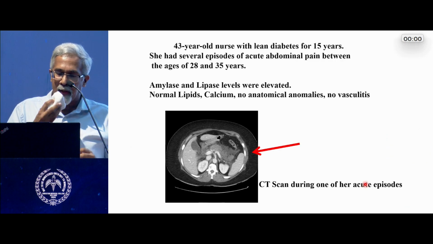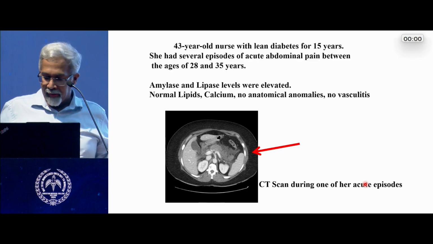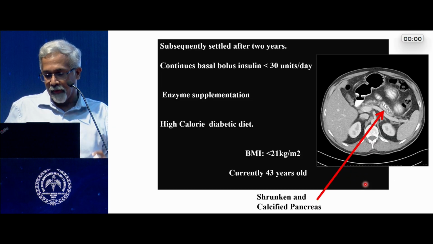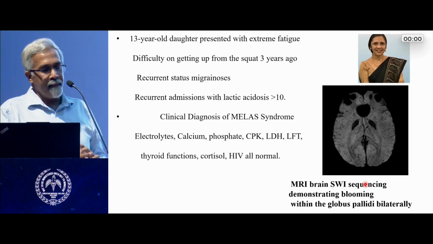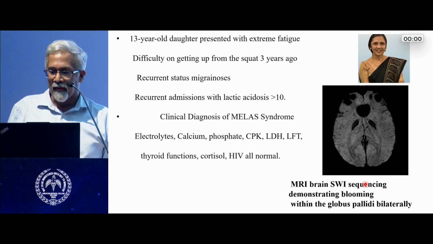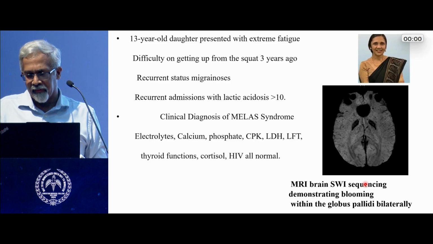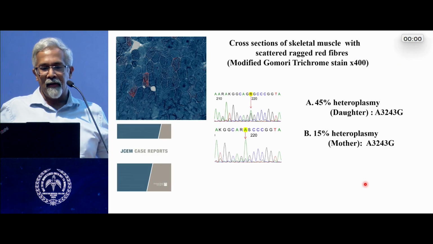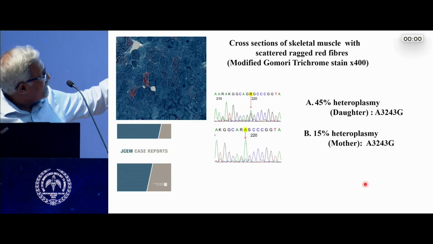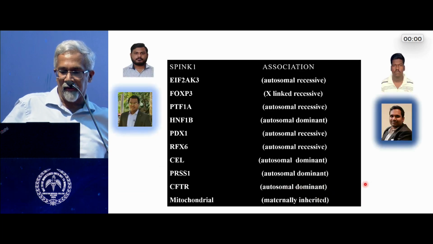Here was another lady whom I looked after for many years. I thought she had acute pancreatitis. It became chronic, became fibrocalcific pancreatic diabetes. That's what I thought she had. Then her daughter came with muscle weakness and lactic acidosis and headaches, and she had a neurological syndrome with muscle weakness. So this patient actually had a mitochondrial disorder, with the heteroplasmy being greater in the child and lower in the adult over here as a presentation.